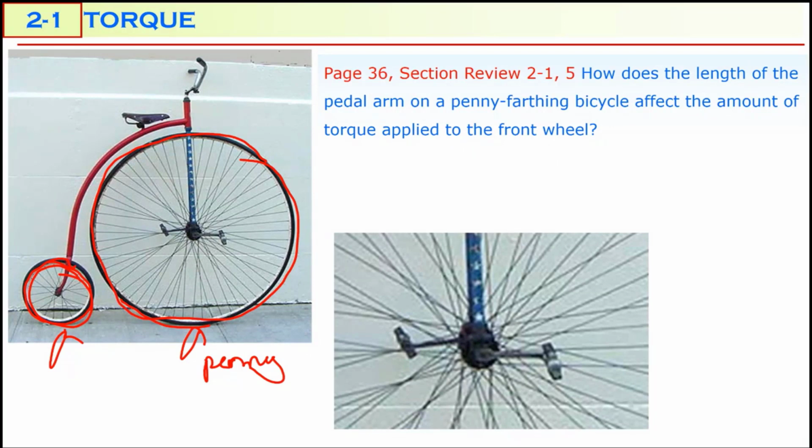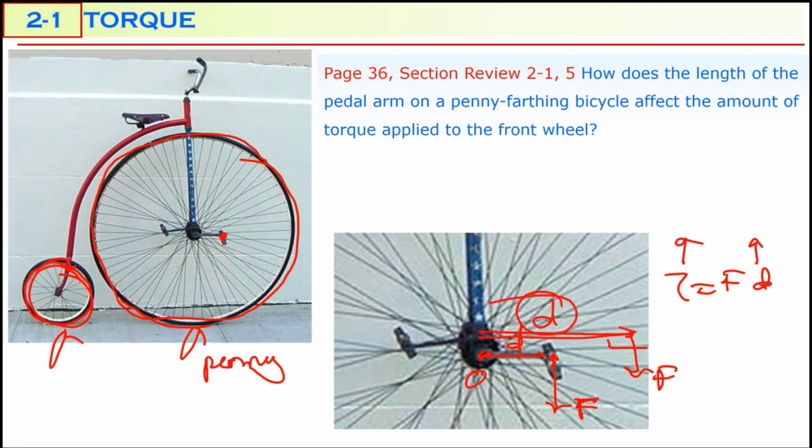So you are going to apply the force here. I drew it a little larger here. You apply the force here, pushing with your foot on the pedal. But this is the distance to the axis of rotation. If you make this pedal arm longer, what happens? Distance increases. Remember, torque is equal to F times d sine theta. If d increases, torque also increases. That's why increasing the pedal arm increases the distance, so the torque applied to the front wheel increases.